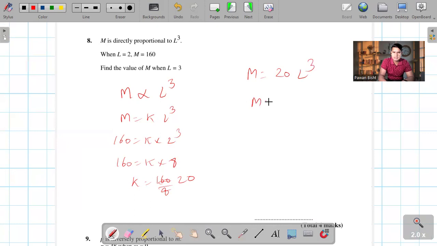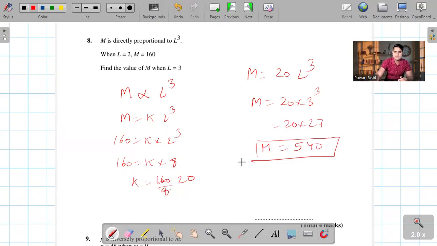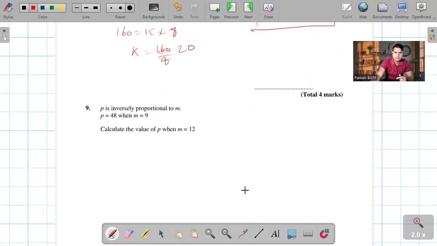Now replace L with 3. So 20 times 27, which is 540. So M is coming 540. Clear? This is your answer. Now next, question number 9.